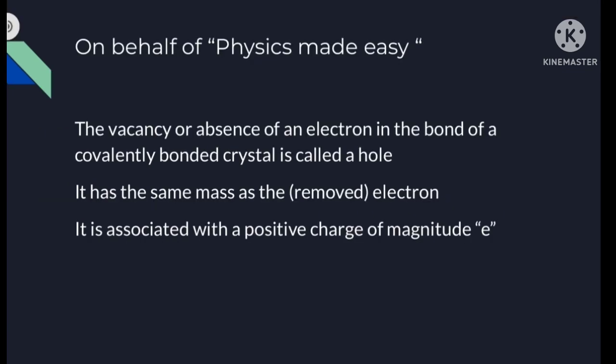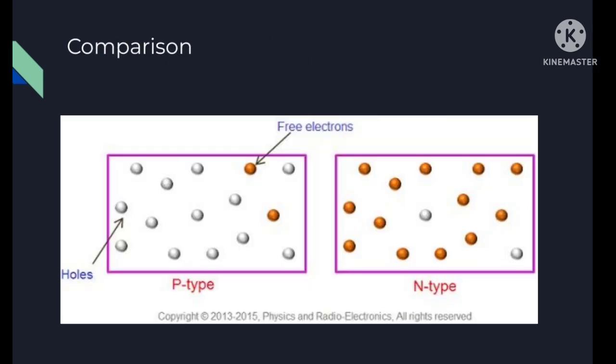Now the question comes to our mind, what is the actual definition of the hole? A hole is actually a vacancy, or the absence of an electron in the bond of the covalently bonded crystal. It has the same mass as the removed electron. It is associated with a positive charge of magnitude e. It means that it shows a nature opposite to that of the electron.